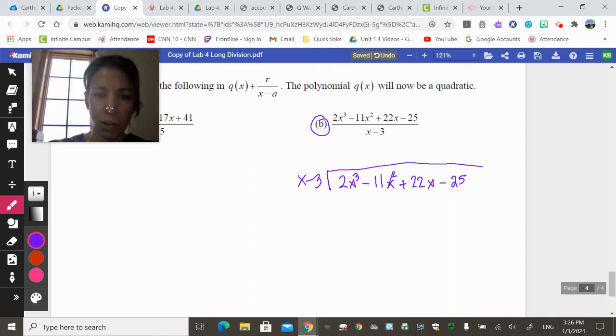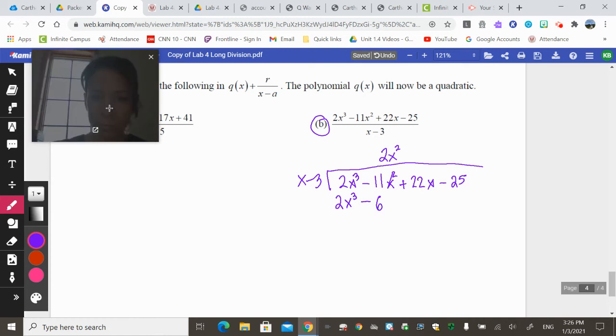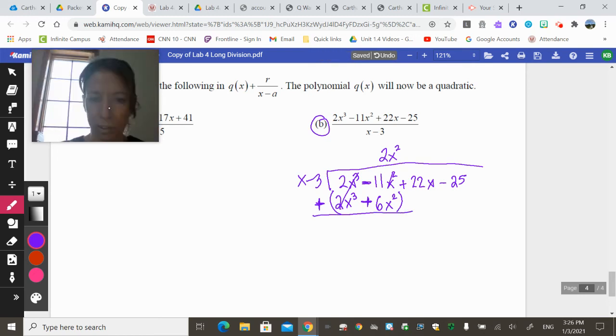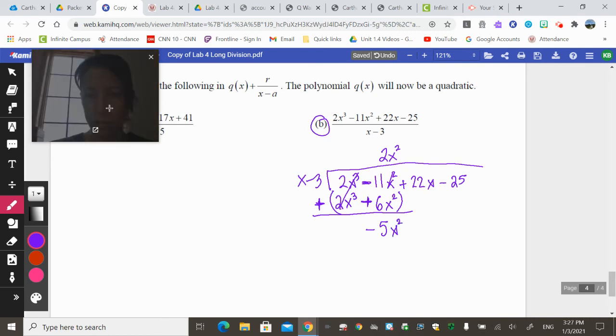All right, so I'm asking myself, okay, what times x gives me 2x cubed? So my answer is going to start with the 2x squared, or my quotient. And then I distribute that 2x squared to get 2x cubed. And then 2x squared times negative 3 is negative 6x squared. And then I subtract. And I make sure I distribute that negative. So it's a negative 11 minus a negative 6. And if you want, you can change that to a plus, because when I subtract a negative, it becomes a plus. And if I combine now, it'll give me a negative 5x squared. And then I bring down the plus 22x.